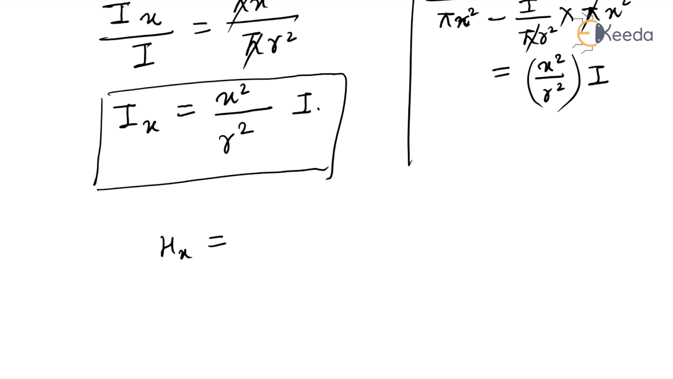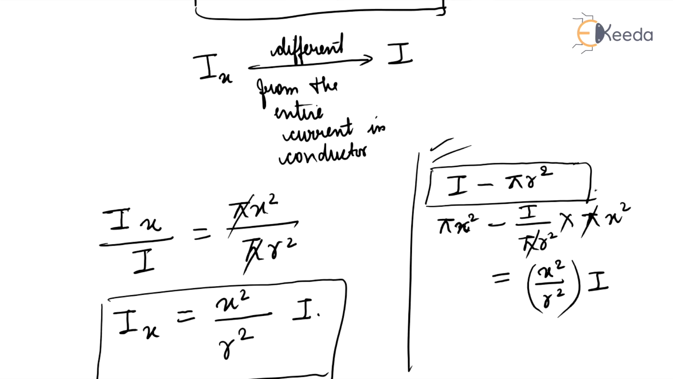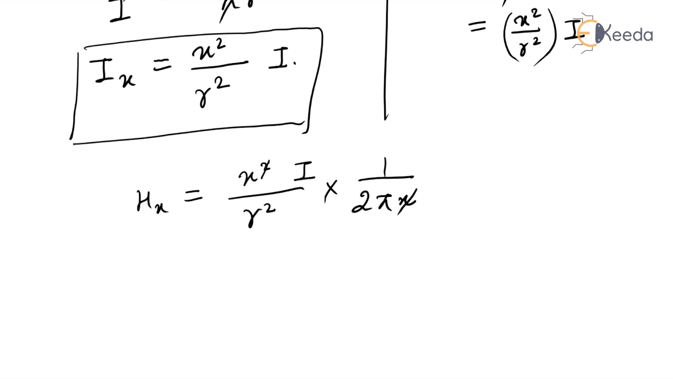Hx is equal to Ix, which is x square upon r square into I, upon 2 pi x, into 1 upon 2 pi x. So this x and this x cancel out. So this is equal to xI upon 2 pi r square.